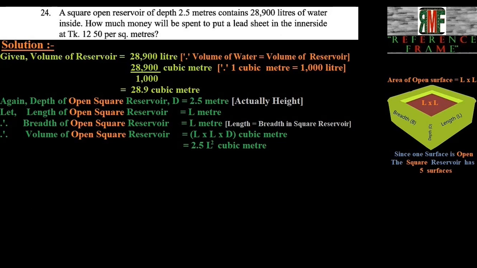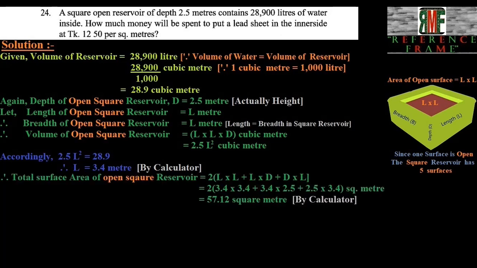Okay, so let's go. Since both mention the volume of the reservoir, we can equalize them. By equalizing them we can write 2.5 L square is equal to 28.9, and by doing the calculation on a calculator we get L is equal to 3.4 meter, sorry for my mistake. That means the length and breadth of the square reservoir is 3.4 meter. This will be very essential for us to solve our next part. Okay, let's move.